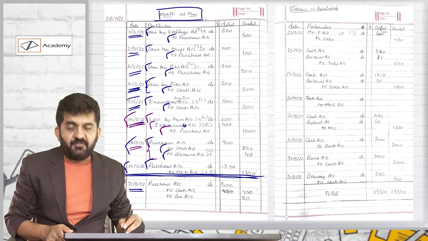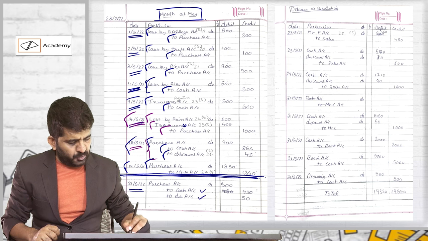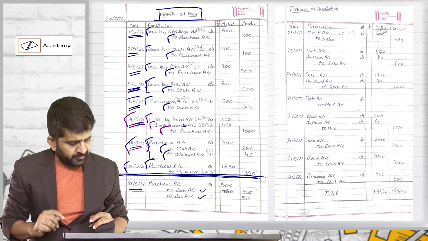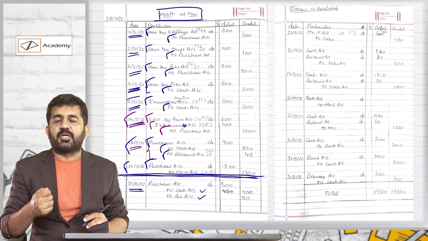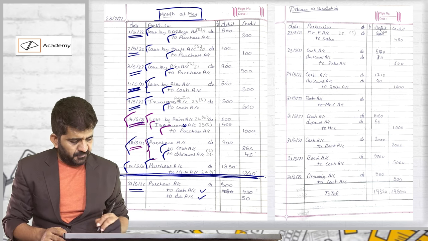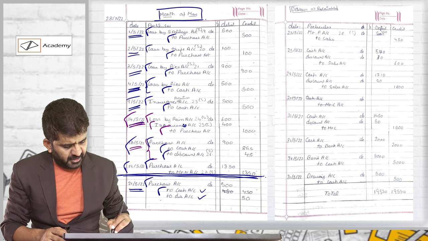So where have I given the effect? Purchase account debit side, to cash, to discount, 450 and 50. Cash account credit side by purchase 450, discount account credit side by purchase 50 rupees. We have passed this journal entry, we can tick mark it.